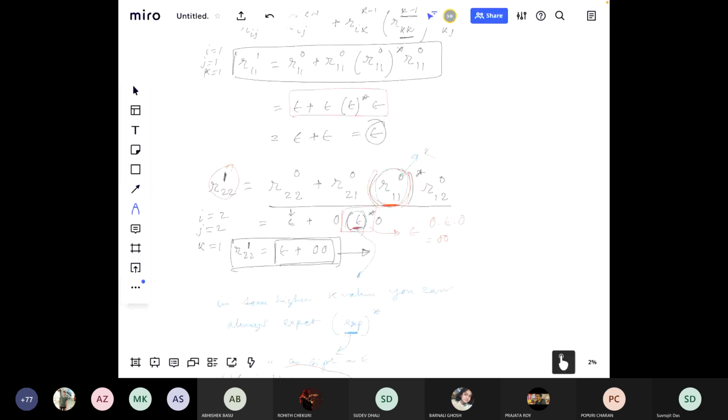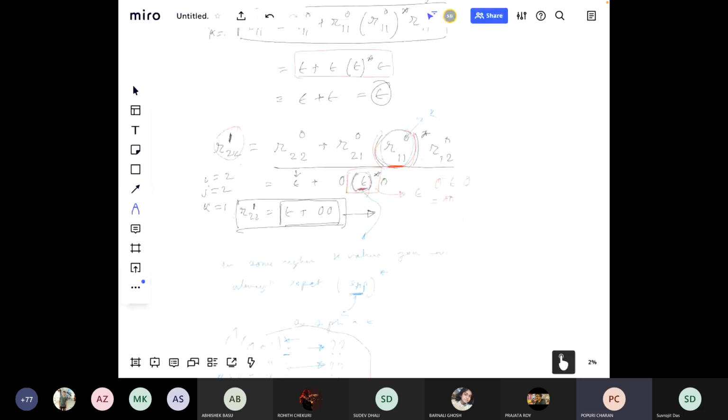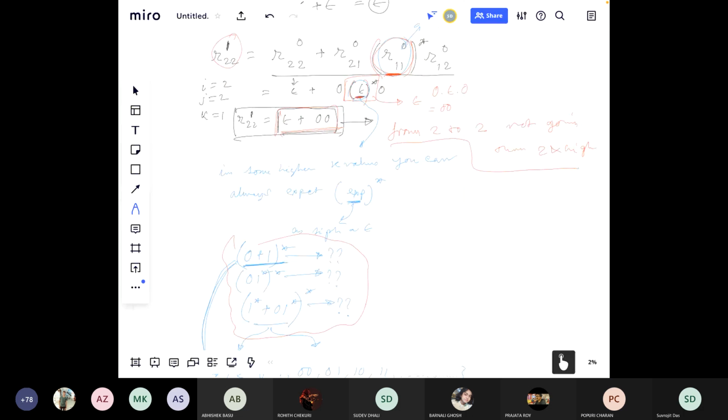R221. From this equation, we can say there are only two possible strings, epsilon and 0 0. There are only two possible strings that take you from 2 to 2, not going through 2 and higher states. Let me complete. So writing in other terms, what I say is from 2 to 2.